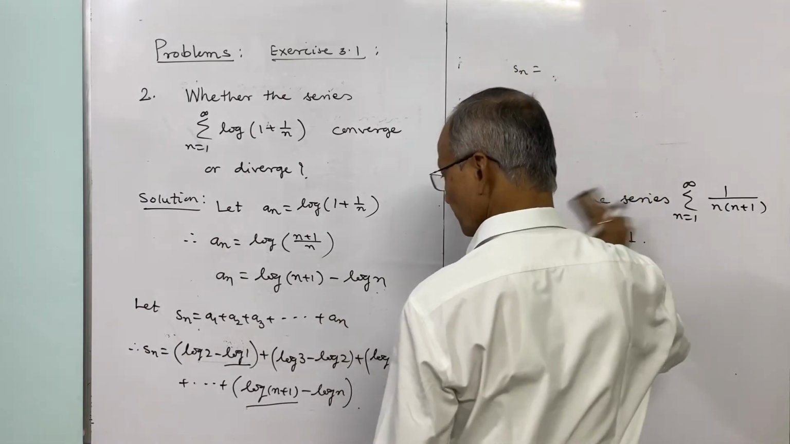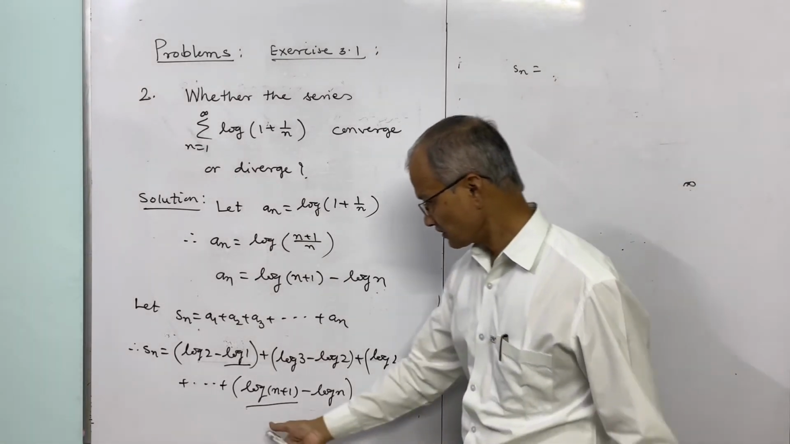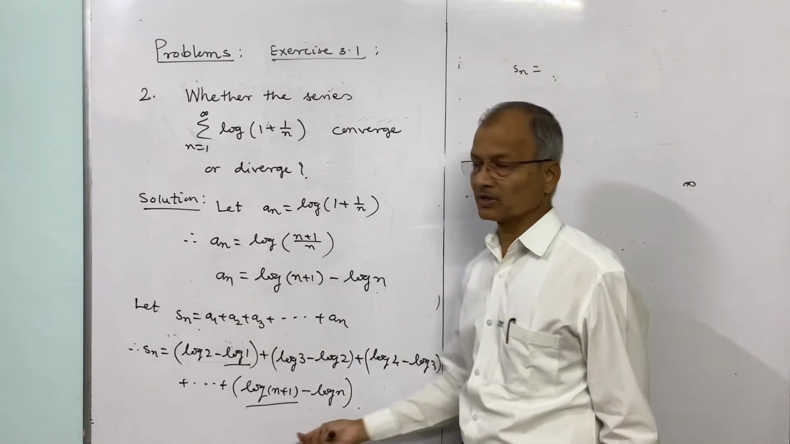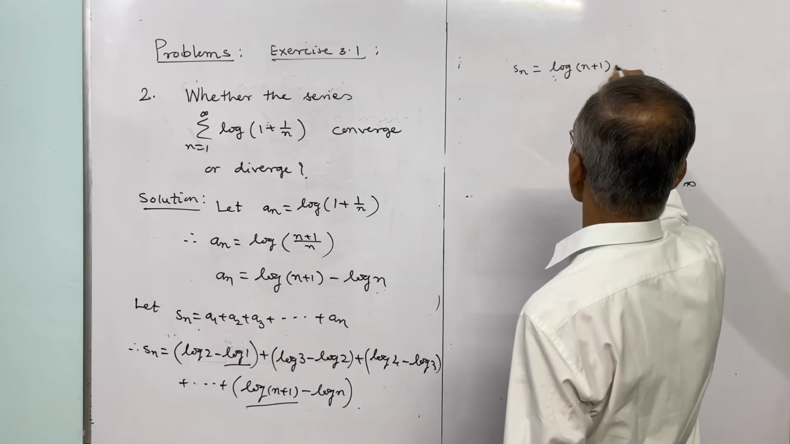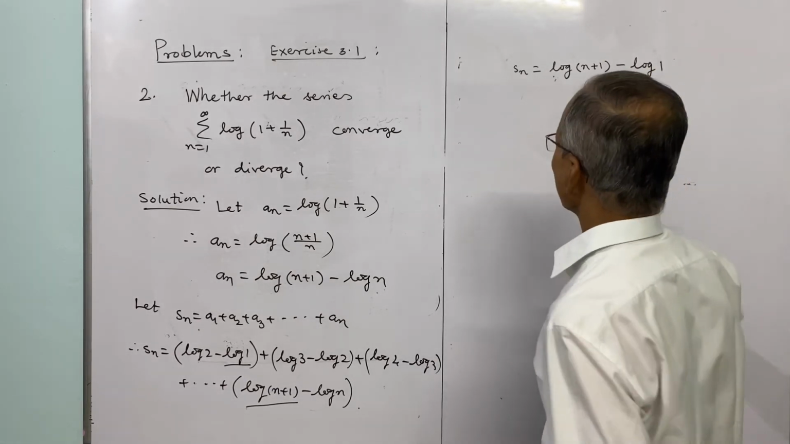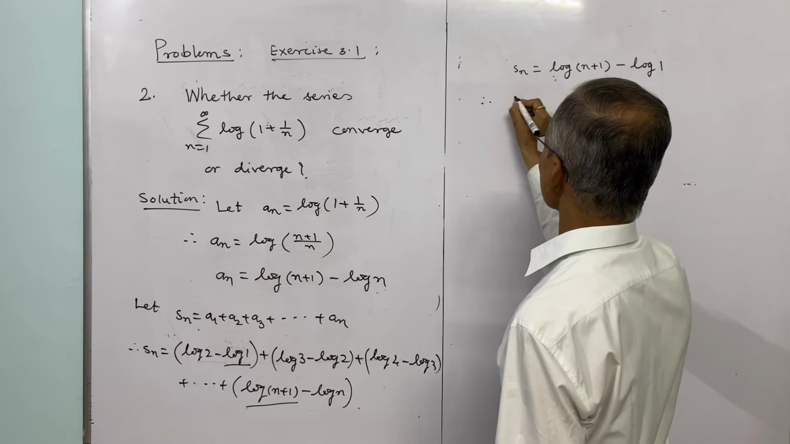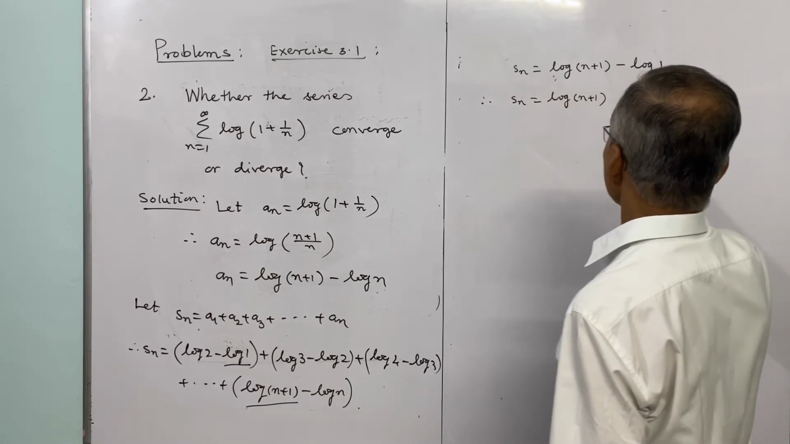And thus Sn becomes log of (n plus 1) minus log 1, but we know that log 1 is 0, and therefore Sn is log of (n plus 1).